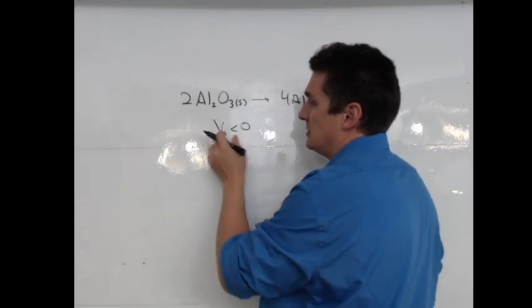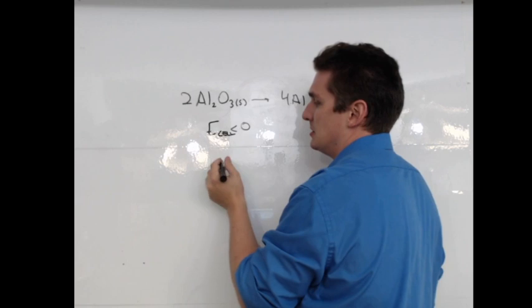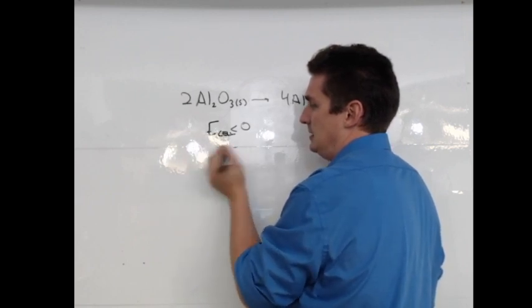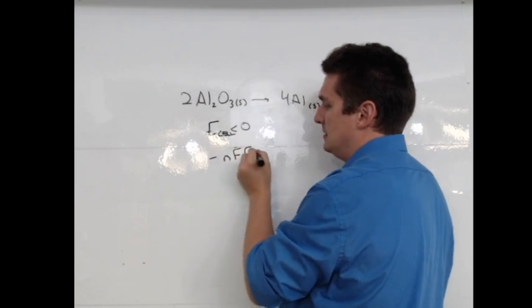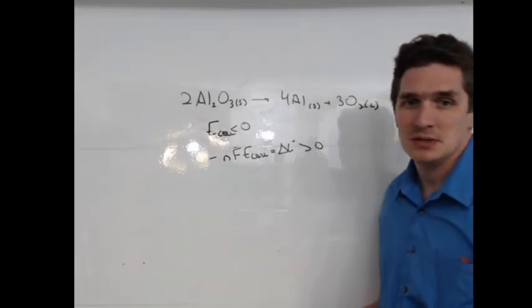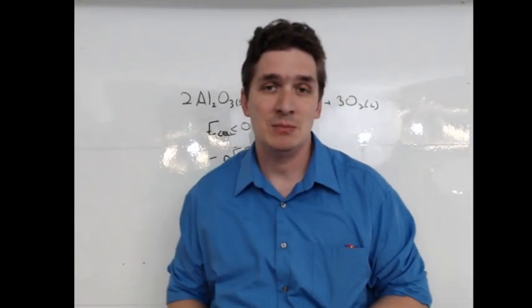And so since the voltage is less than 0, minus nFE is going to give us a delta G that's greater than 0. So the delta G naught, again, doesn't have to be negative.